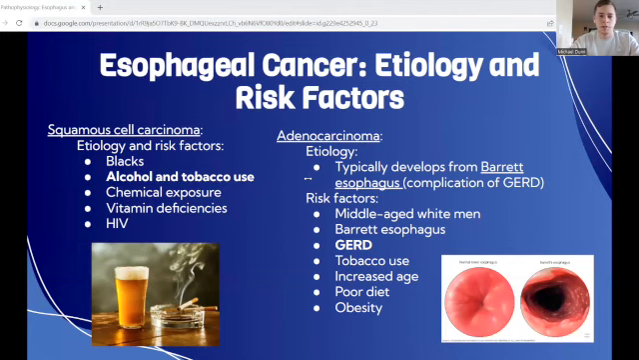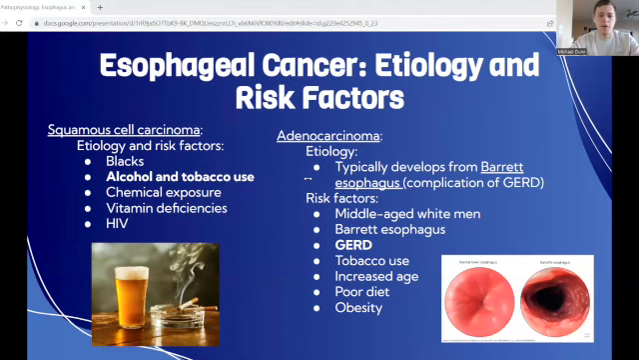5 to 15% of people with GERD will develop Barrett esophagus, and this dramatically increases their risk factors and chances of developing adenocarcinoma. And risk factors for this type, middle-aged white men specifically, we touched on Barrett esophagus and GERD, and then also tobacco use, so that's the same for both, and as well as increased age, poor diet, and obesity, some common things that you will see as risk factors for all types of cancer.